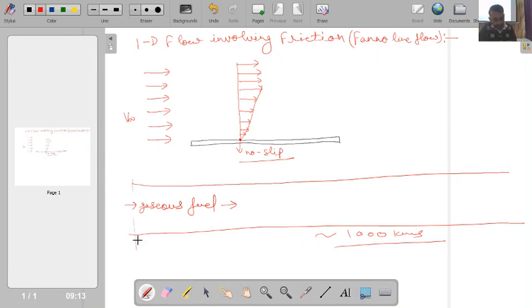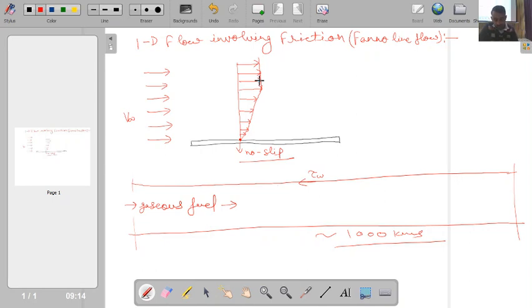Say this is my entry point, and this is my exit point which is after thousands of kilometers. In between, because of the viscosity of this gaseous fluid, I will experience some wall shear stress at the surface of this pipe, and this wall shear stress will make certain changes in our thermodynamic properties. Obviously when the length of the pipeline is very large, the changes in thermodynamic properties will also be significant. So this is where we see the application of one dimensional flow involving friction.